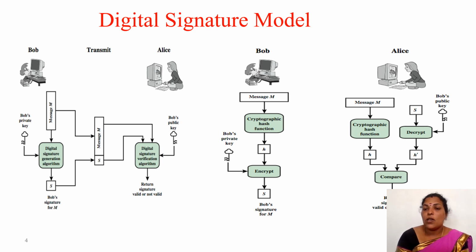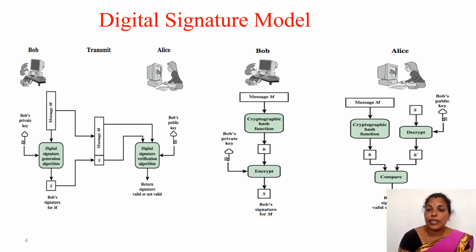Upon receiving this message, what Alice is doing is again, using the message, Alice is creating a hash of this message using the cryptographic hash function. Then, with the digital signature also, Alice is decrypting that using Bob's public key. Then H dash is generated and both H and H dash are compared. If both are the same, then Alice says that the signature is valid. If it is different, Alice says that it is not valid. So this is the basic digital signature format.